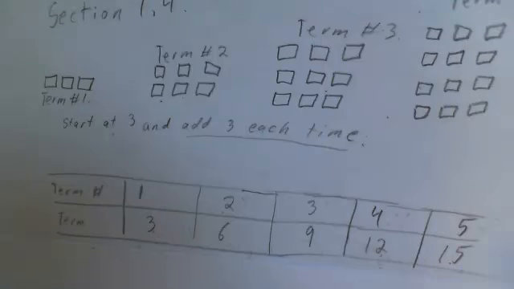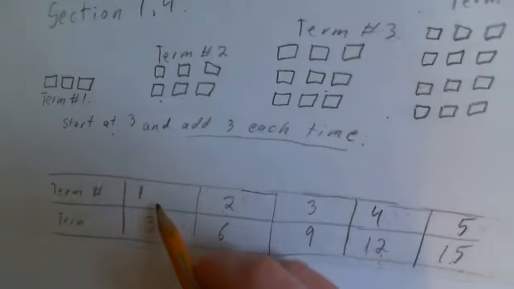So the pattern that I have so far is 3 plus 3 is 6, 6 plus 3 is 9, 9 plus 3 is 12, and 12 plus 3 is 15. That's a pattern just with the number of blocks in each one. But there's another pattern that I can see here, which is a really important pattern. I can see a pattern between the 1 and the 3, the 2 and the 6, the 3 and the 9. So basically I can figure out a relationship between the 1 and the 3.